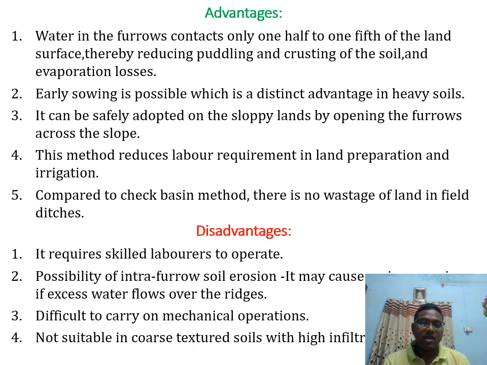It can be safely adopted on sloping lands by opening the furrows across the slope, so water will flow due to gravity. And this method reduces the labor requirement in land preparation and irrigation. In other methods, we first need to make the land uniform and level it. Here, by simply making furrows, we can reduce the cost of land preparation.